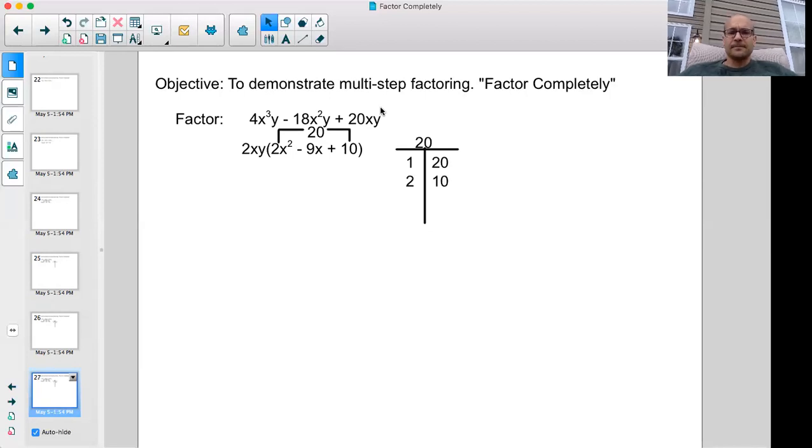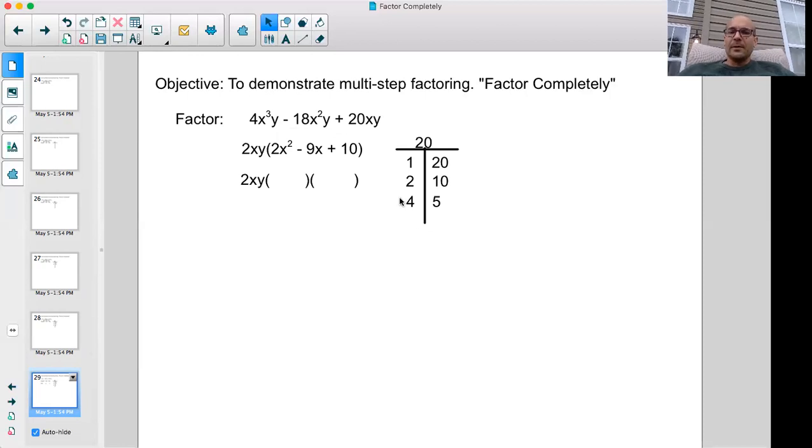2 and a 10, that's a factor pair of 20. That again doesn't work for me because I can't make a 9 out of that. 4 and a 5, that's the one. So what I'm going to do then is bring the 2xy down, and I'm going to realize this 3-term expression factors as 2 sets of parentheses.